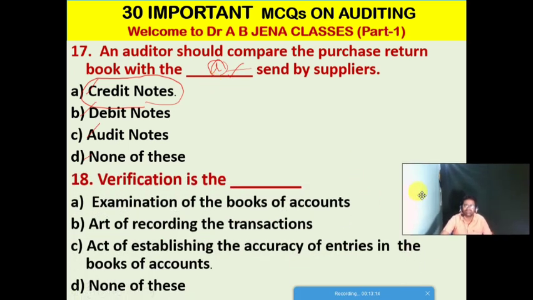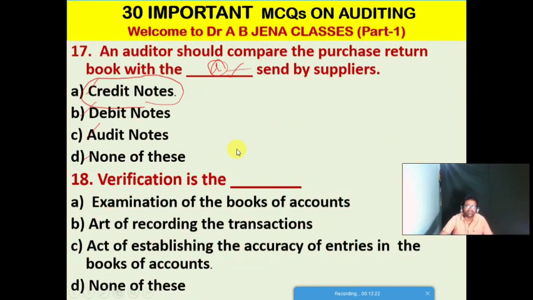So next one, MCQ. Verification is the what? A. Examination of books of accounts, B. Art of recording the transactions, C. It's the act of establishing the accuracy of entries in the books of accounts, D. It's none of these. Friends, C is the right option for this MCQ. Verification is the act of establishing the accuracy of entries in the books of accounts. So C is the right option.